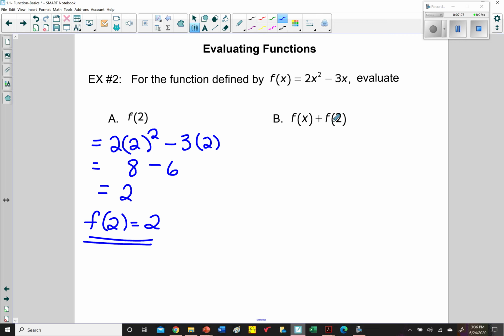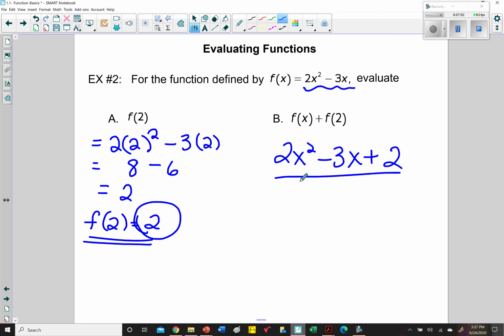Then f of x plus f of 2: we just found that f of 2 is 2, and f of x is this function here. So f of x plus f of 2 would be 2x squared minus 3x plus f of 2, which is 2 over here. So that was pretty simple.